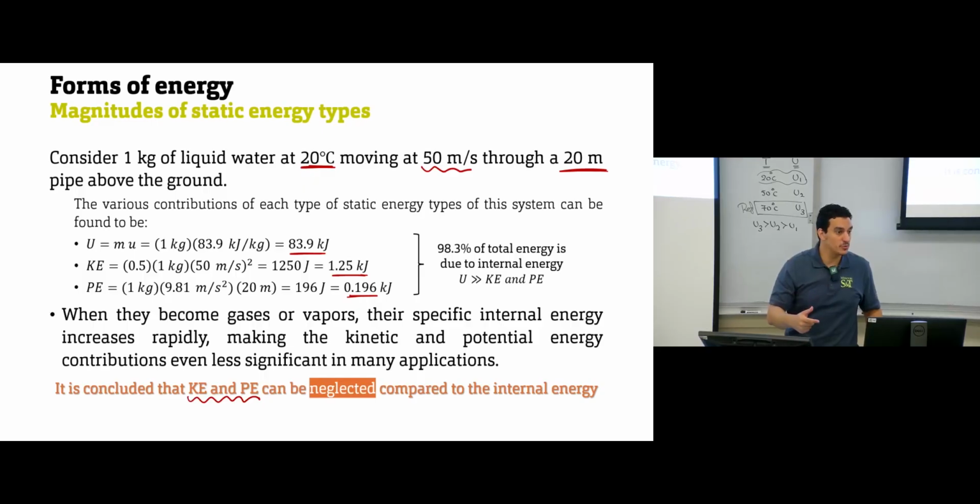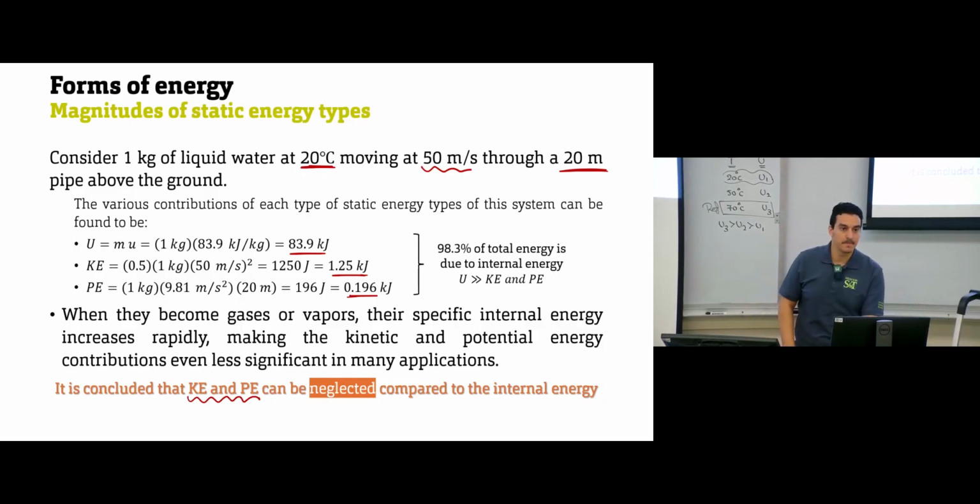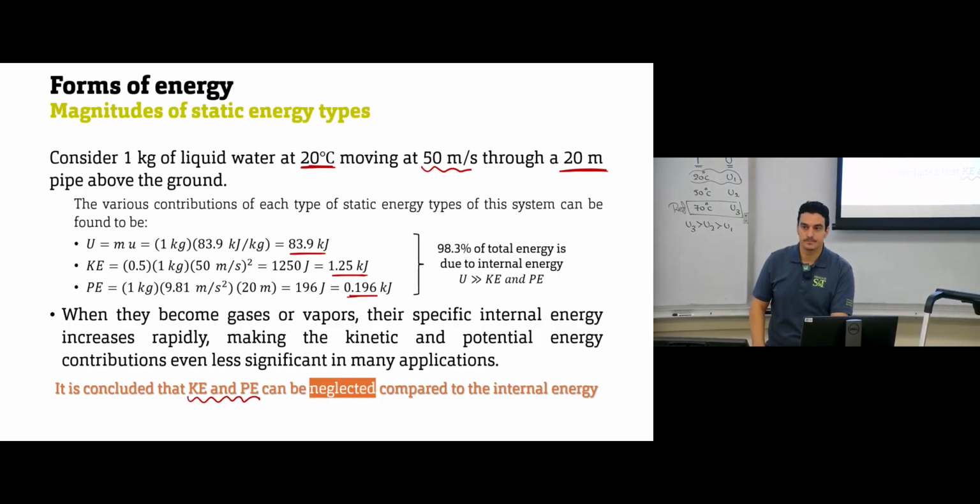So this is why, in most of the problems, or even the derivations, when we are expressing the total energy of the system, we are using only what? Internal energy. So usually we neglect kinetic energy and potential energy compared to the internal energy. Is it clear? Any questions?